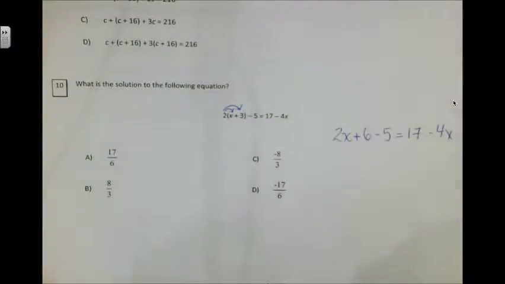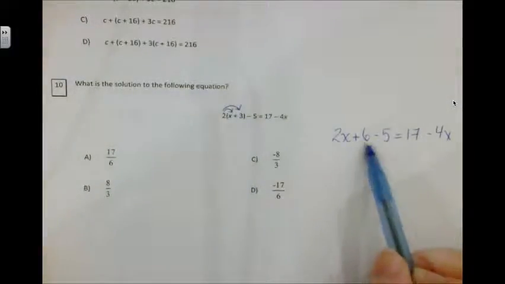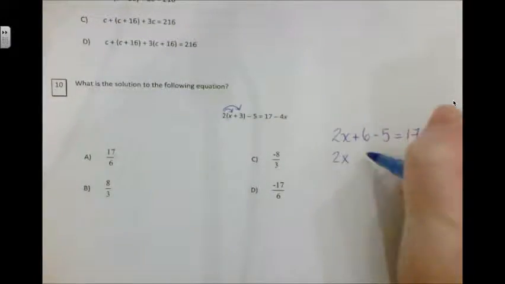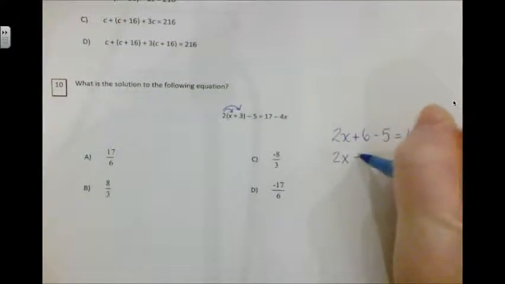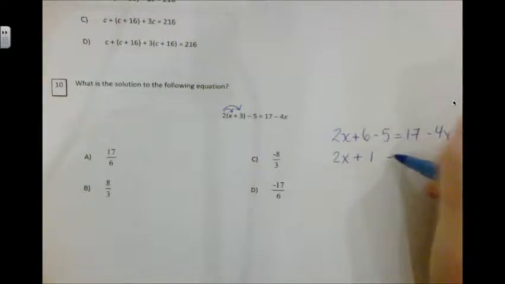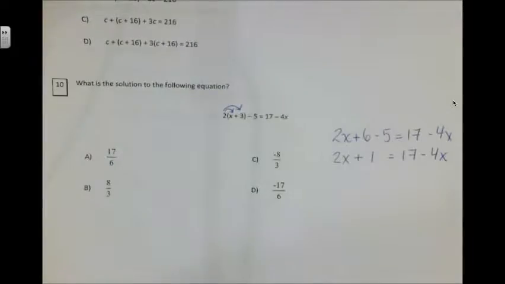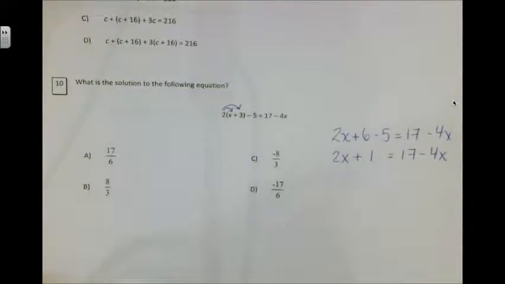What I'm going to do first is combine the 6 and the 5 here. So I'm going to rewrite this as 2x plus, so 6 minus 5 is 1, equals 17 minus 4x. So now we have a variable on both sides. We're trying to collect all of the x's and then isolate x to figure out what one x is.